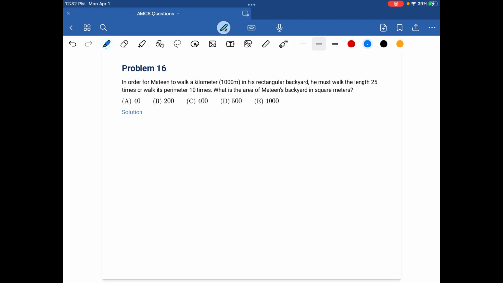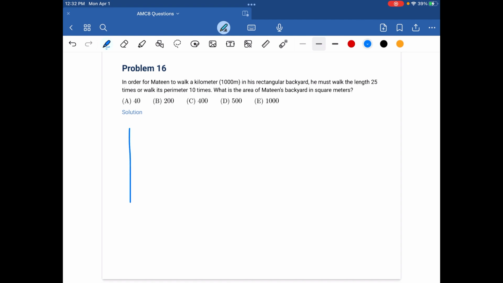Let's get into it. Problem 16. In order for Mateen to walk a kilometer or 1,000 meters in his rectangular backyard, he must walk the length 25 times or walk its perimeter 10 times. What is the area of Mateen's backyard in square meters?